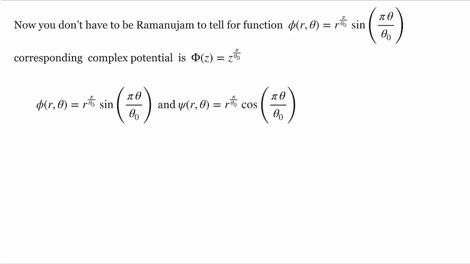In this case, the potential we have is of the form phi of r, theta equals r to the power pi by theta naught times sine of pi theta by theta naught, and its harmonic conjugate psi of r, theta is equal to r to the power pi by theta naught times cos of pi theta by theta naught. Real life is different from some of the bookish knowledge.